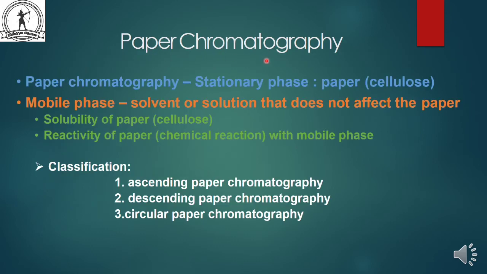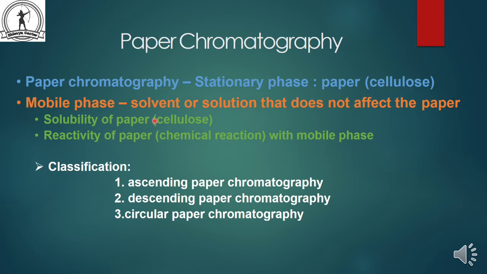Now, our second topic, paper chromatography. After TLC, we are discussing paper chromatography. In paper, the stationary phase is paper, meaning cellulose. So never say that a piece of paper we are using as a stationary phase. Always say we use cellulose as a stationary phase.